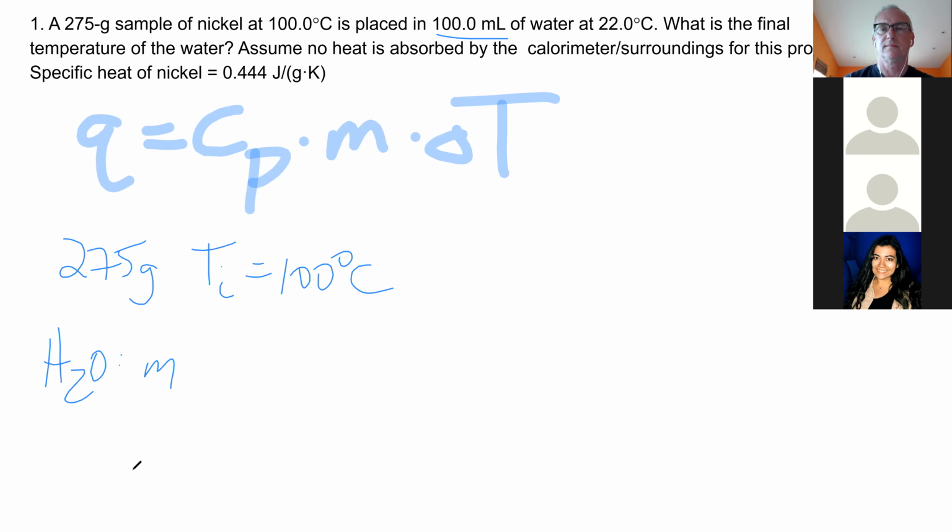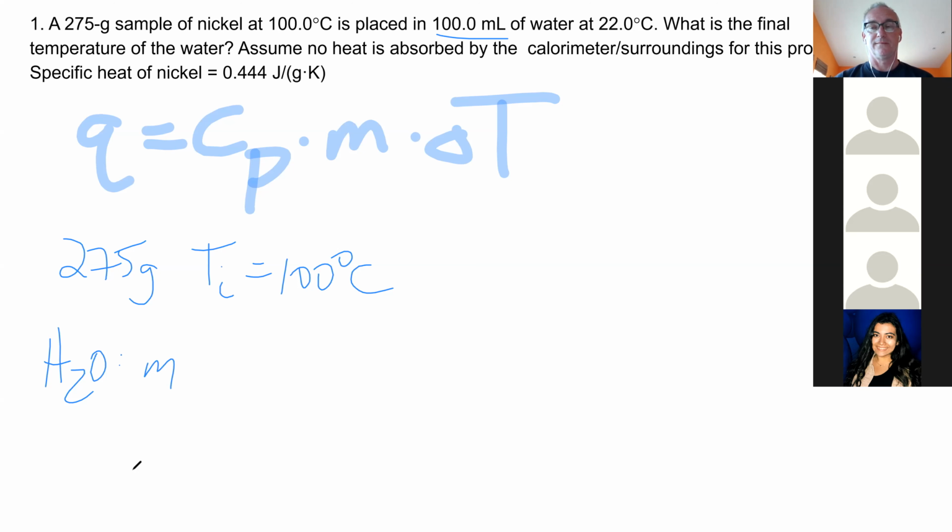100 milliliters. That's our volume. What's our mass? Was it 4.184? No, that's specific heat. What's the mass of 1 milliliter of water? What's the density of water? That'll help us answer that question. 1 gram per milliliter. Right, it's 1 gram per milliliter.